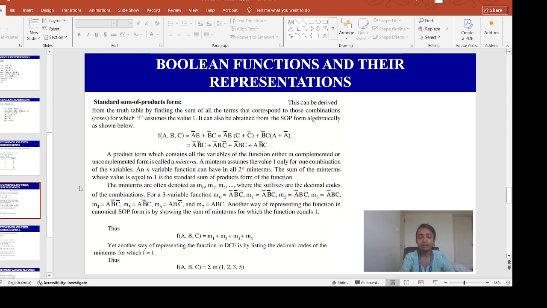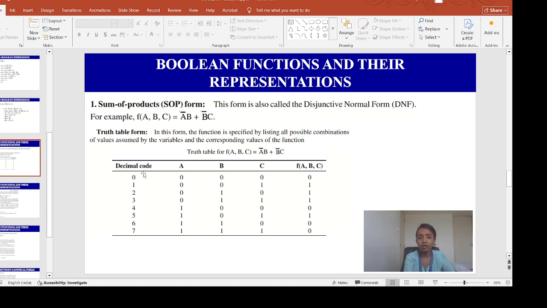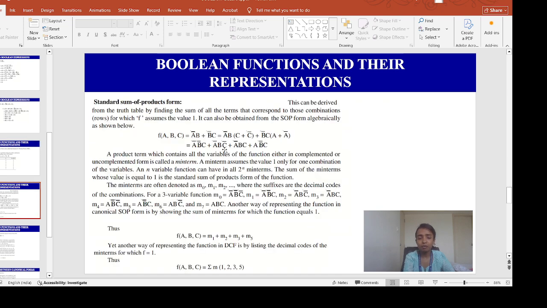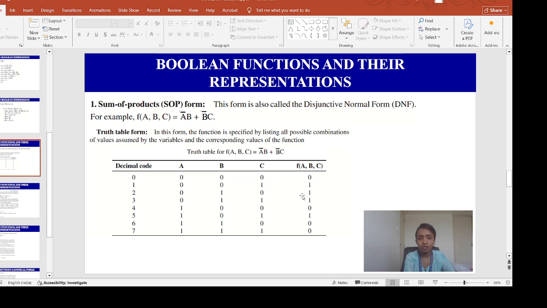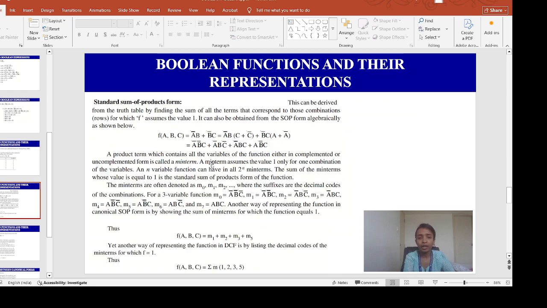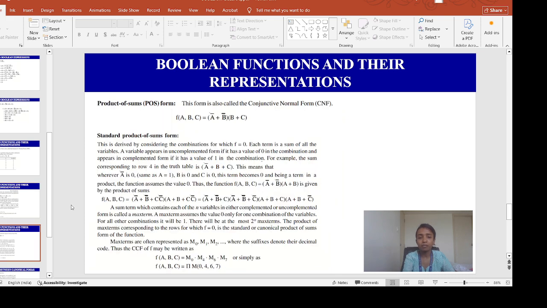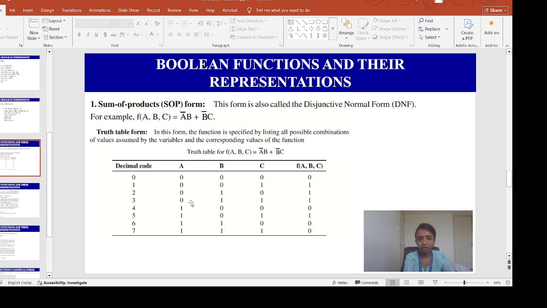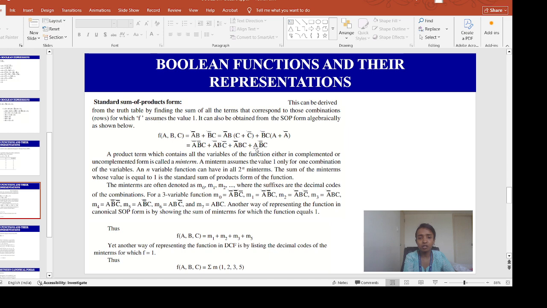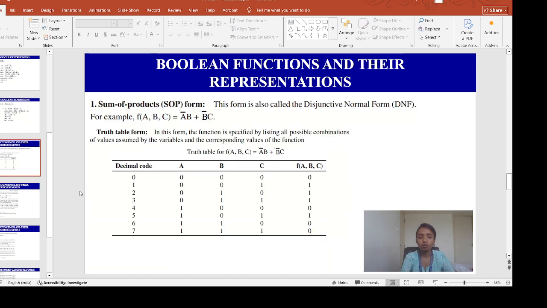Now you come to the truth table. A bar B bar C means it is 0, 0, 1, right? So that is why in the place of 0, 0, 1, we have written 1. Then A bar B C bar means 0, 1, 0. That is why in the place of 0, 1, 0, we have written 1. Now A bar B C means 0, 1, 1. That means in the place of 0, 1, 1, we have written 1. Next, A B bar C means 1, 0, 1. So, in the place of 1, 0, 1 also we have written 1.